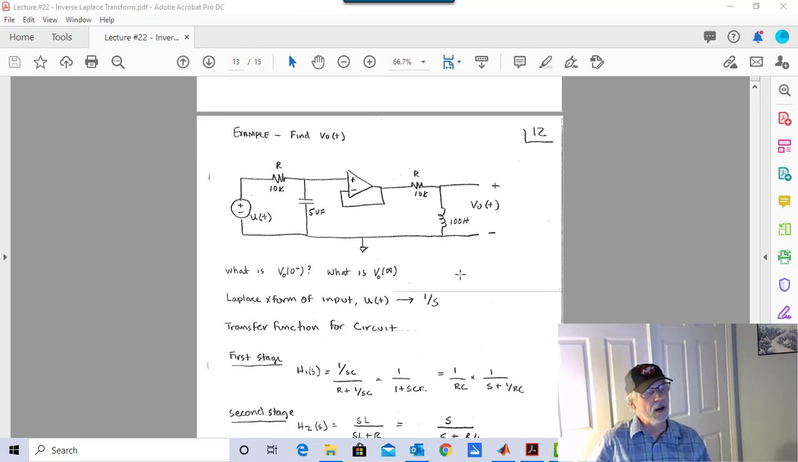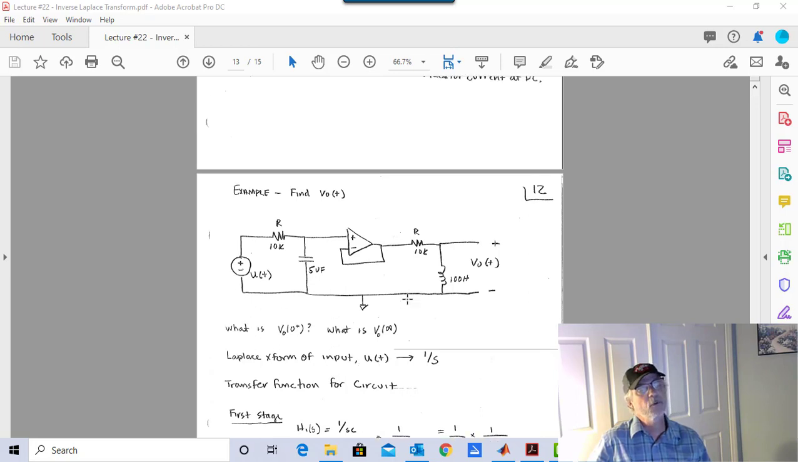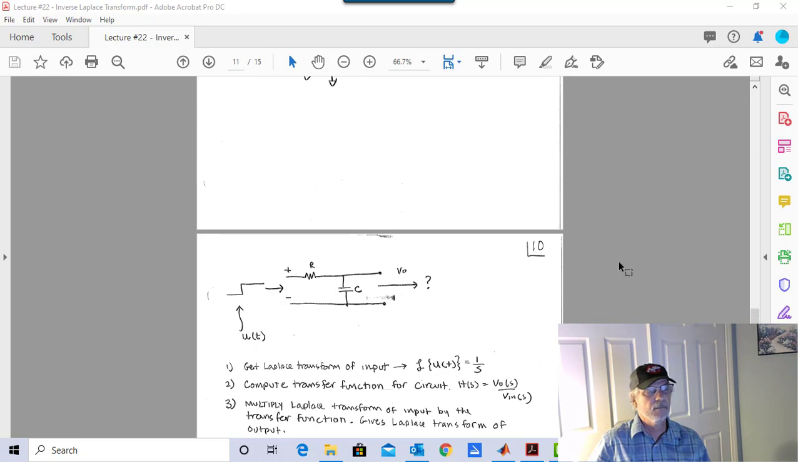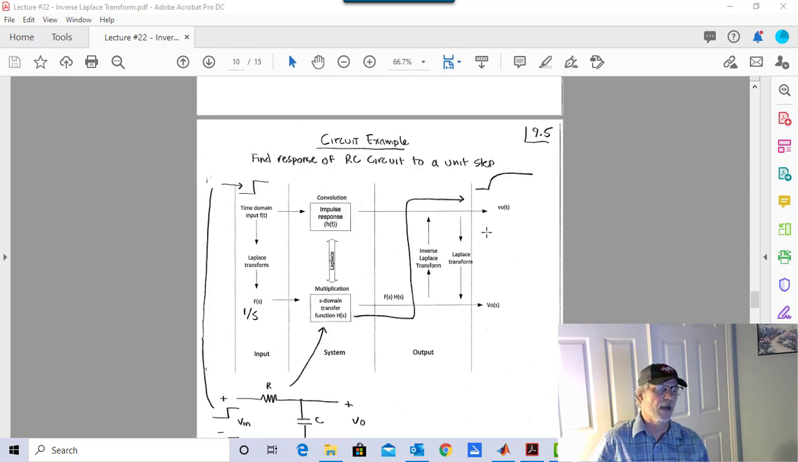Okay, so now the Laplace transform of our input, or before we do that, let's go back again to the Laplace transform roadmap. What we're going to do is we're putting a unit step into the circuit. We are going to get the Laplace transform of our unit step. We're going to multiply it by our transfer function, and then we're going to invert the Laplace transform to get the time domain output.